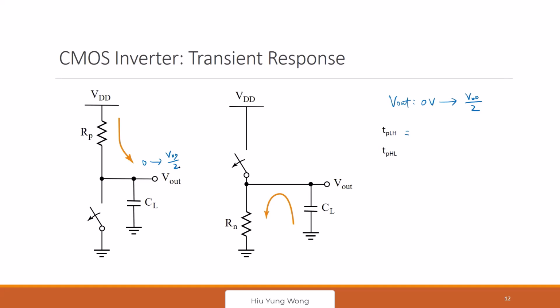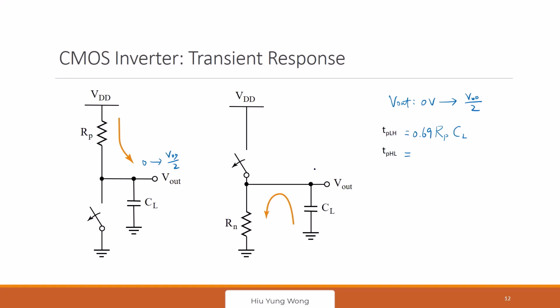I think you should know that, right? You already did the exam. RP times CL is the time constant. How about the delay? Maybe 0.69 times that value. Yes, very good. Okay, 0.69.